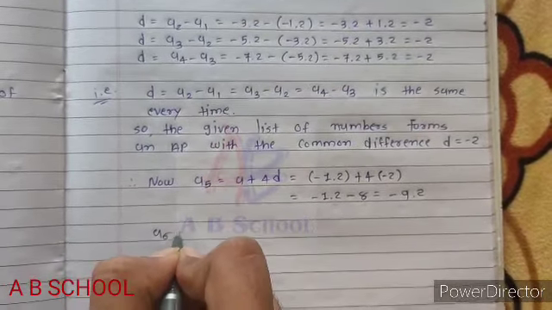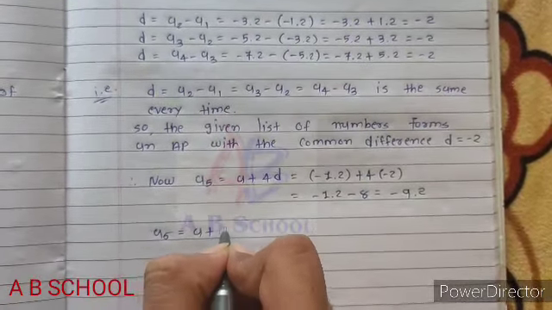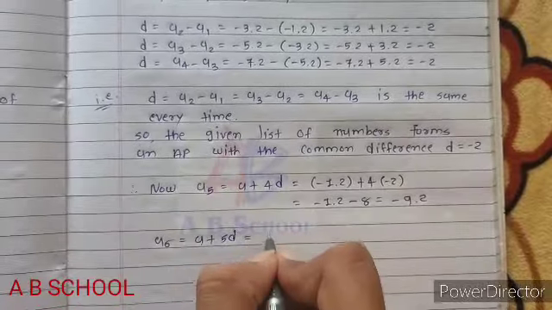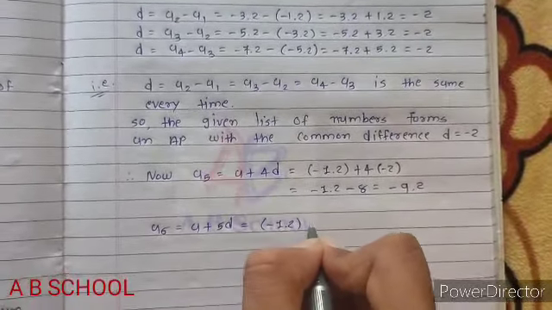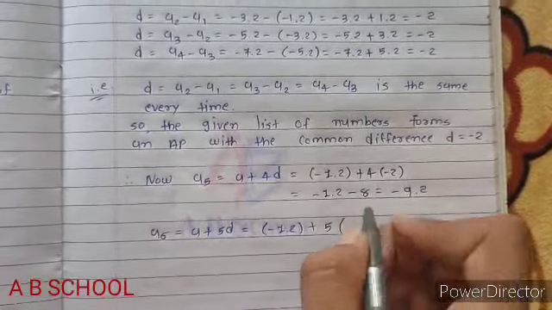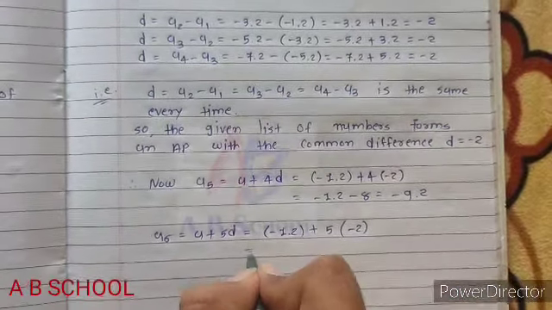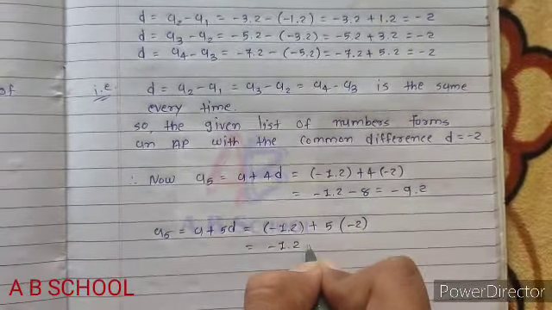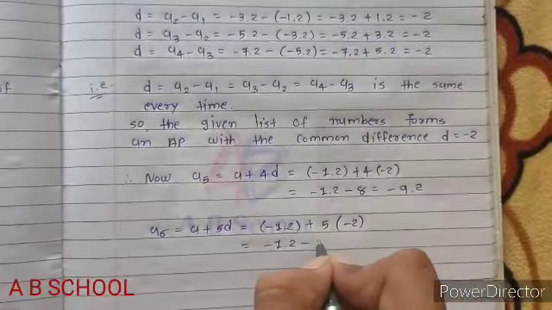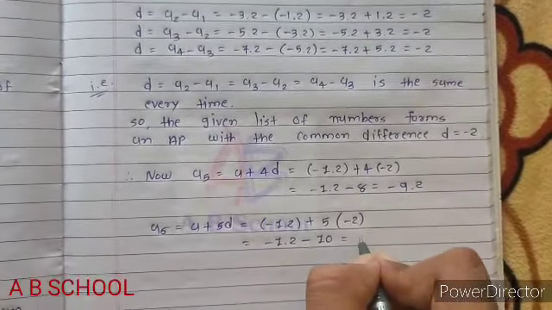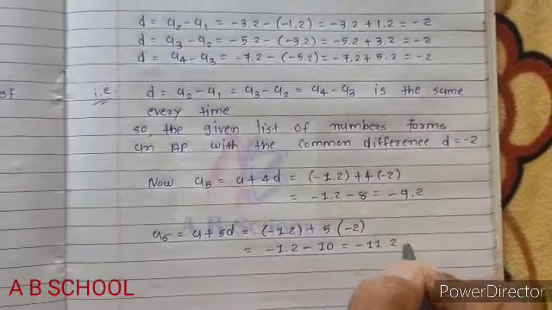Value of A6 is equal to A plus 5D. A is equal to minus 1.2 plus 5, value of D is minus 2. Minus 1.2 plus 5 times minus 2, which is minus 10, is equal to minus 11.2.